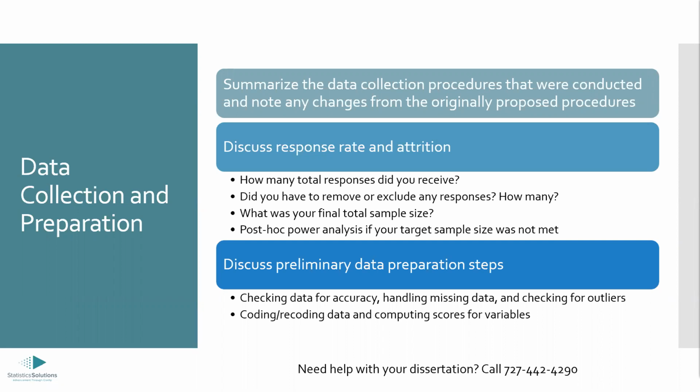And once you've discussed the data collection, you'll want to also discuss the response rate and attrition. So for instance, you'll want to talk about the total number of responses that you received. If you're doing something like an online survey, how many total people responded to the online survey? And then you'll want to talk about the attrition. So did you have to remove or exclude any responses for any reason?